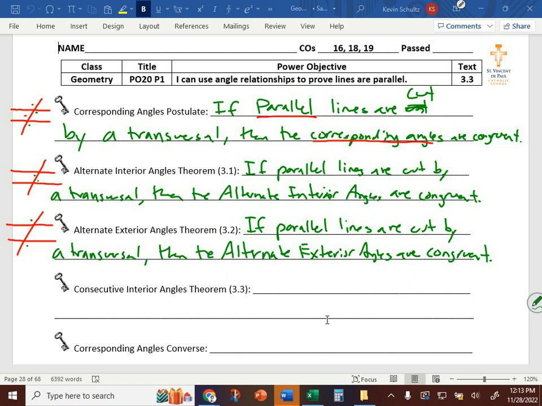Okay, all of these relationships we've already written down, we've already identified in a previous objective. Now we just get to write about them. Any questions?